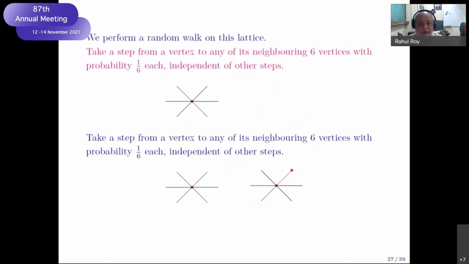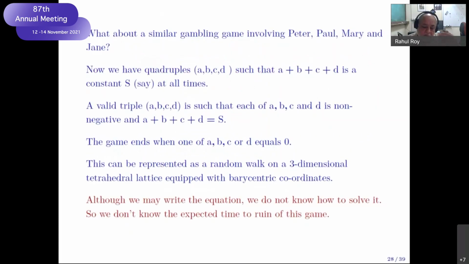So we perform a random walk on this lattice. In other words, the random walk takes a step with probability 1 over 6 and moves to a new vertex marked by red on the bottom figure with probability 1/6, and the step it takes is independent of other steps later or earlier. So as I told you, this Peter, Paul, and Mary game led to this random walk.